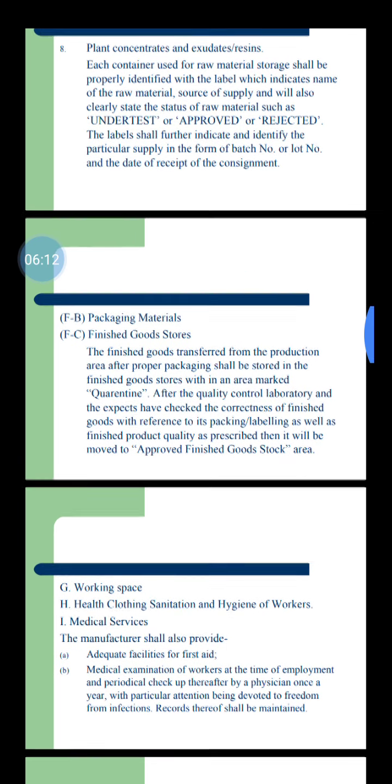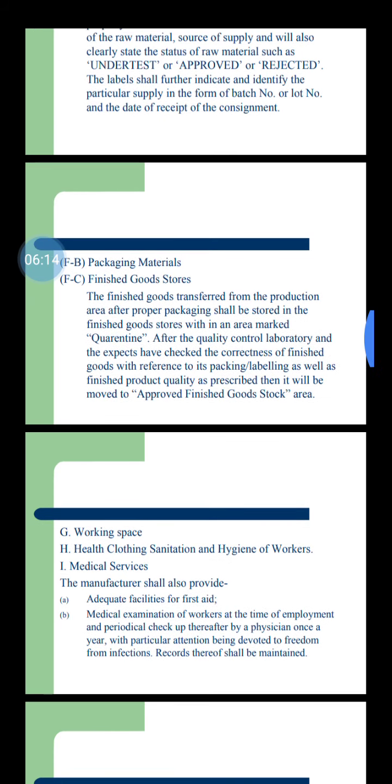Then packaging material and finished goods store. In the finished goods store, the finished goods transferred from the production area after proper packaging shall be stored within an area marked quarantine. After the quality control laboratory and the expert have checked the correctness of the finished goods with reference to package labeling as well as finished product quality as prescribed, it will be moved to the finished goods stock area.